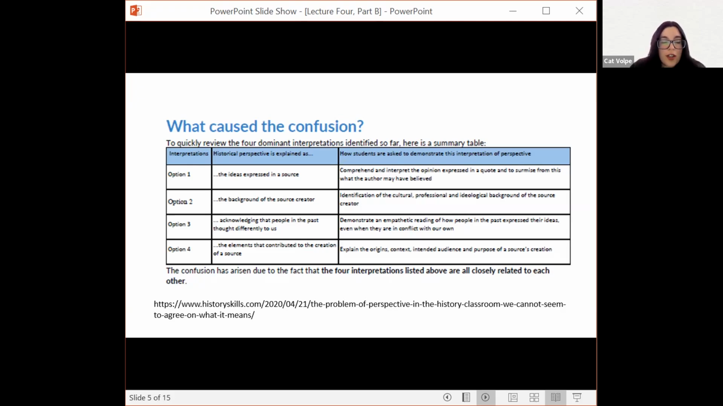So what this means is that we're looking at the words in a source, and students are expected to guess what authors' beliefs are based on the images or the words that are presented. Okay, so that's kind of looking at source analysis there. Option 2, historical perspective is explained by some teachers as the background of the source creator. So rather than looking at the words or the image that's presented, we're looking at the author's actual background.